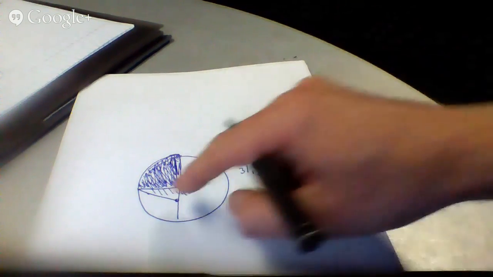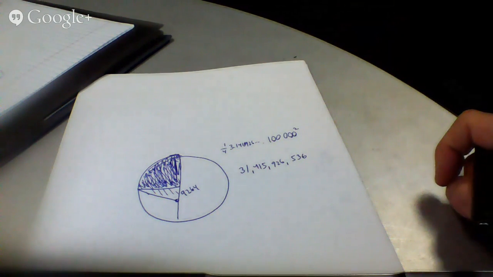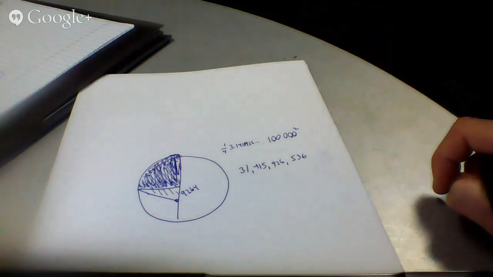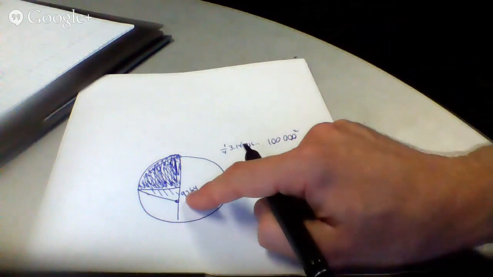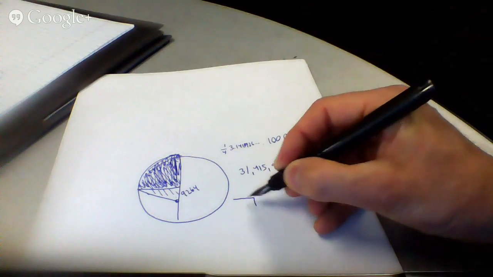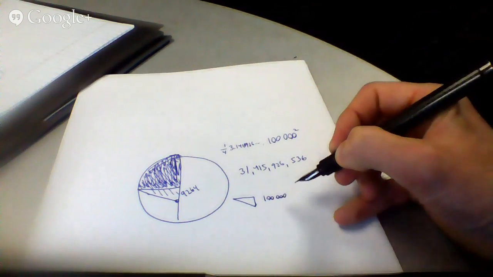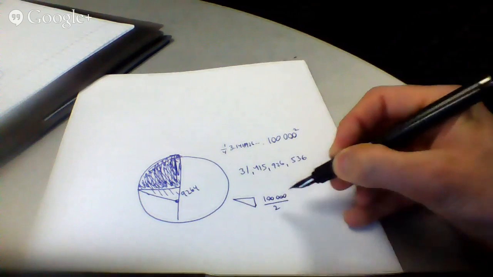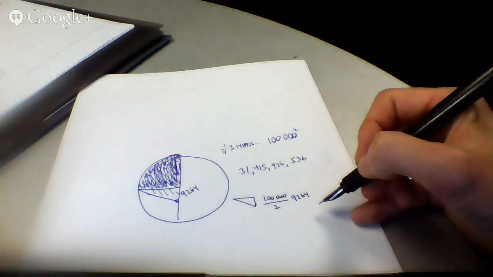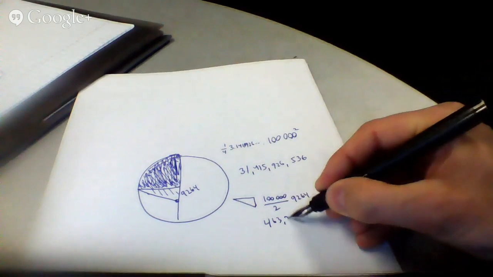Now the area of the triangle. What's the area of that triangle? What is the area of any triangle? It's half the base times the height, right? So our little triangle is going to be 100,000, that's the radius of the circle, divided by 2, times 9,264. So that comes out to 463,200,000.